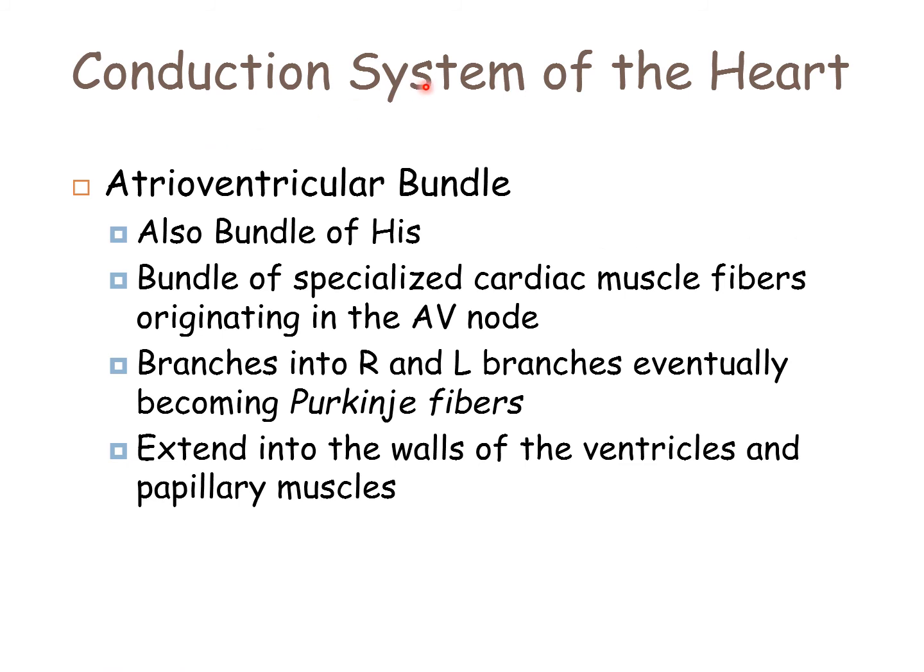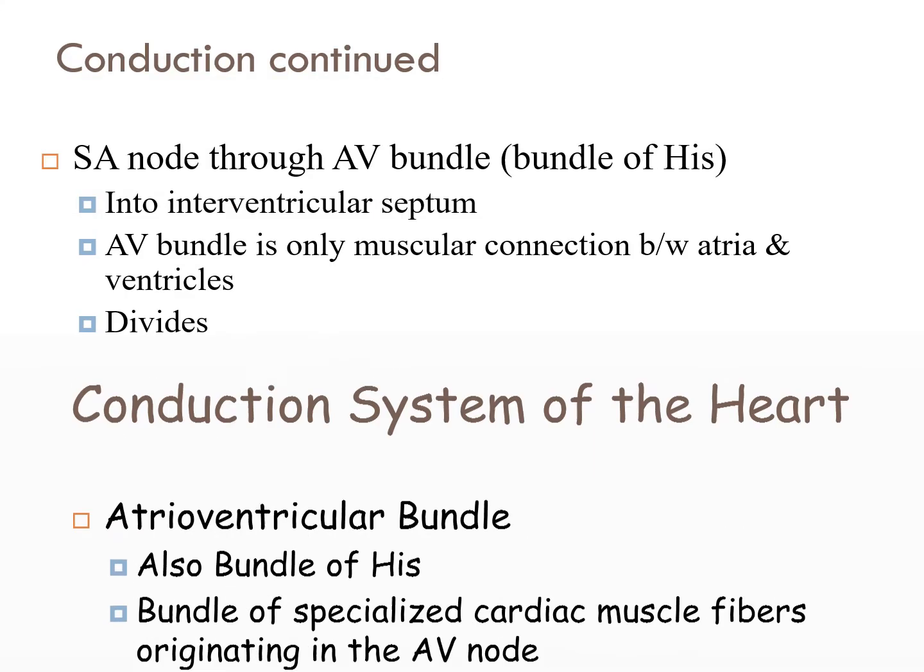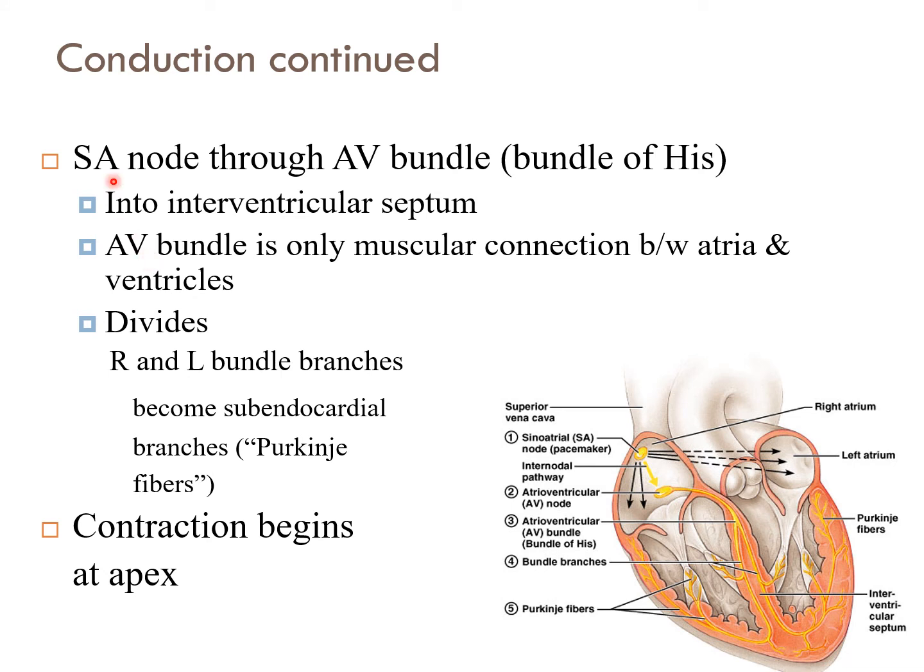Now the conducting system of the heart. The atrioventricular bundle, also called the bundle of His, is a bundle of specialized cardiac muscle fibers that originates in the AV node and branches into right and left branches, eventually becoming the Purkinje fibers, which extend into the walls of the ventricles and the papillary muscles of the heart. The AV bundle runs into the interventricular septum and is the only muscular connection between the atria and ventricles. It divides into the right and left bundle branches, which become the endocardial branches or Purkinje fibers. Contraction begins at the apex.